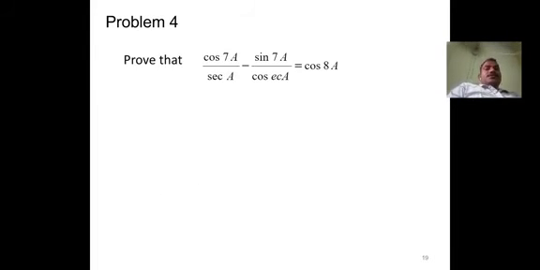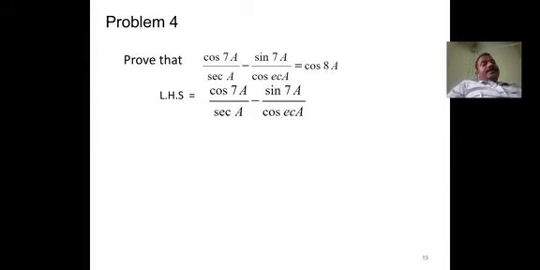Next, cos 7a by sec a minus sin 7a by cosec a. See, 1 by sec a you can write as cos a, 1 by cosec a is sin a. Then you can write it as cos 7a into cos a minus sin 7a into sin a. Cos of a plus b formula, cos a cos b minus sin a sin b, where a is 7a, b is a, so we will get cos 8a.